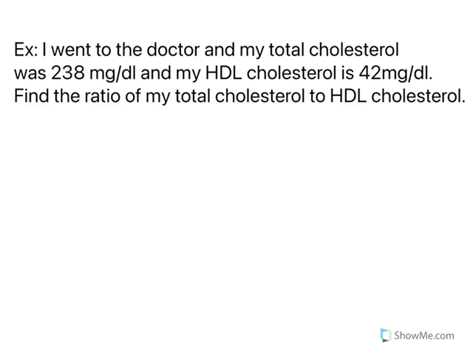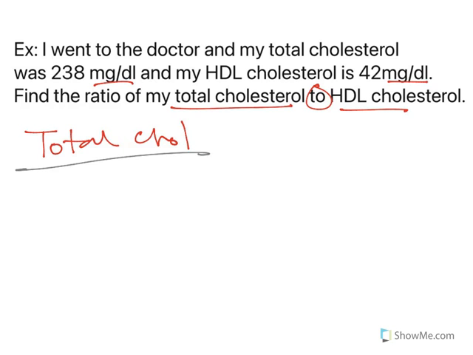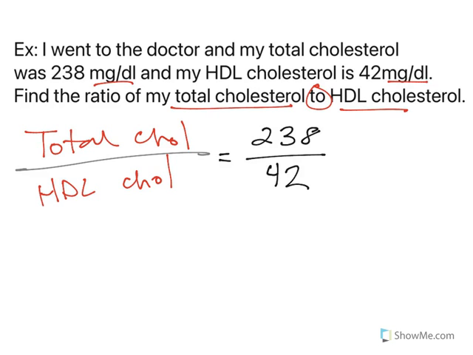Now, one thing that I want to say is that when we're dealing with ratios, we need to have the same units, okay? So when we are looking at the ratio of total to HDL, whatever comes first, so total cholesterol comes first, to implies the fraction bar, and then HDL cholesterol. Okay, so when I'm doing this, I can say, okay, my total cholesterol was 238, and my HDL cholesterol is 42. So if I want to know, is that good? Is that bad? Is it high?